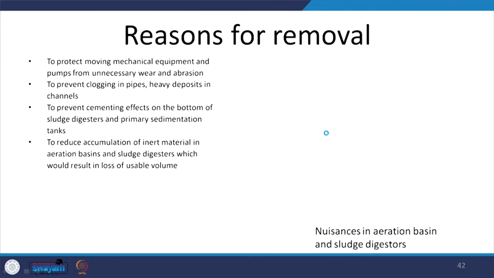And reasons for removal, why do I need to remove? We will look at the pictures. To protect the moving equipment and pumps from unnecessary wear and tear, because that will lead to high maintenance. You do not want your pipes to be clogged up. As in recently we had an MTech student who was trying to divert the flow from the residents outside IIT Roorkee.